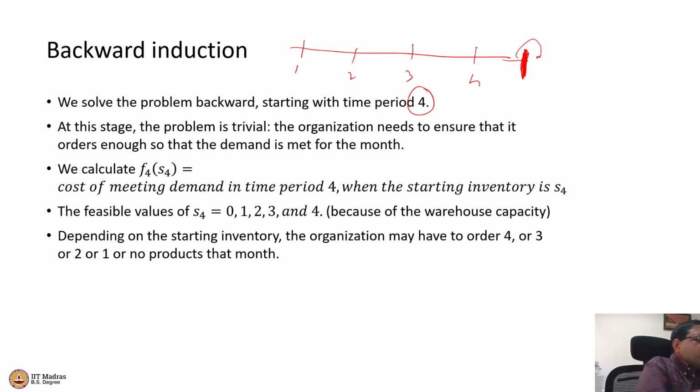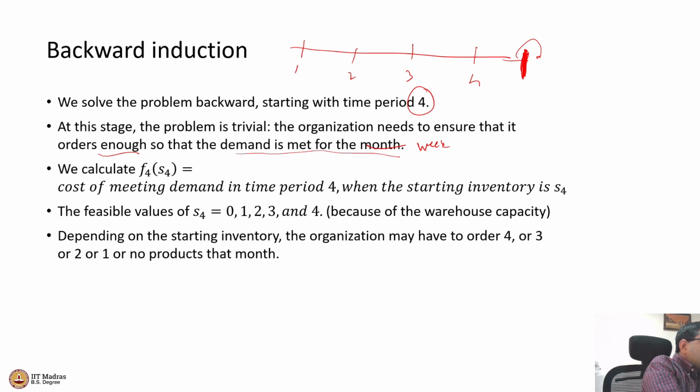Since there is no planning horizon, we don't have to worry what is going to happen after the fourth time period. So the problem in the fourth time period is a very trivial problem for this organization. The organization just has to make sure that it has enough inventory on order so that the demand is met for that particular week, right? This is the weekly demand. So the organization has to just order enough so that the demand for week 4 is met.